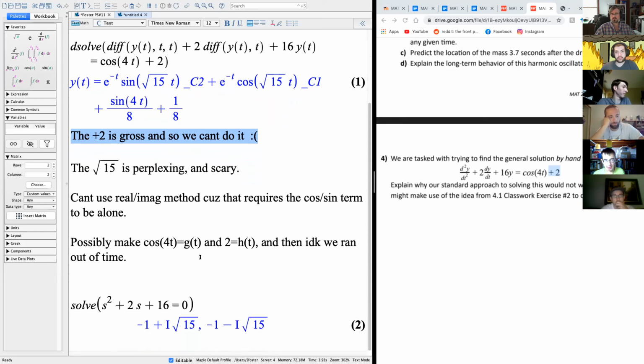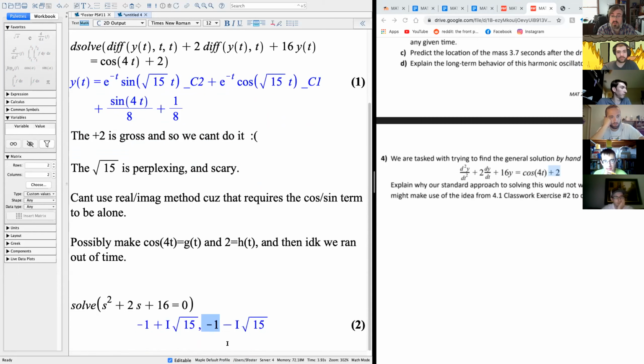So we were trying to make it s² plus 2s plus 16 and solve for the roots. And we came up with -1 plus or minus the square root of 15, times i. So we were kind of puzzled, because the -1 dropped out of those sines and cosines.